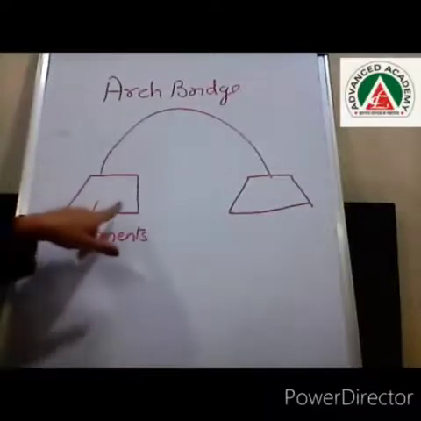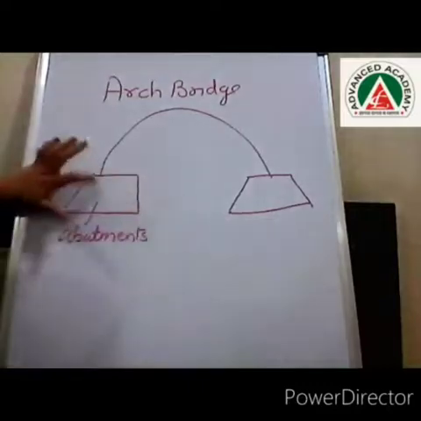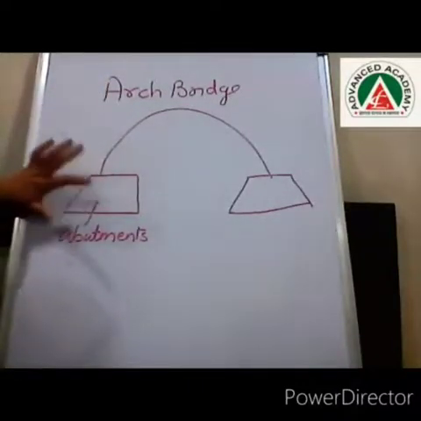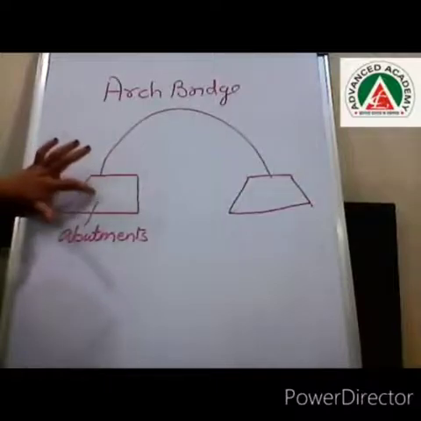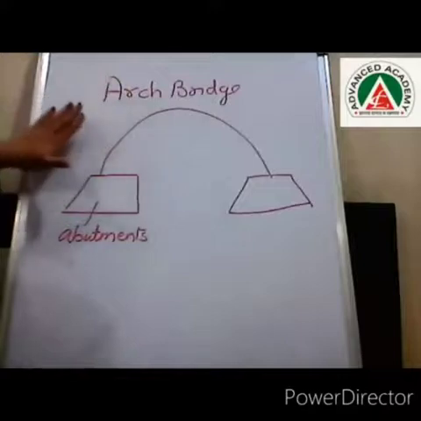At both ends of an arch bridge there are structures called abutments which support the load of the bridge. So what is the use of an abutment? The use of an abutment is to support the load of the bridge.